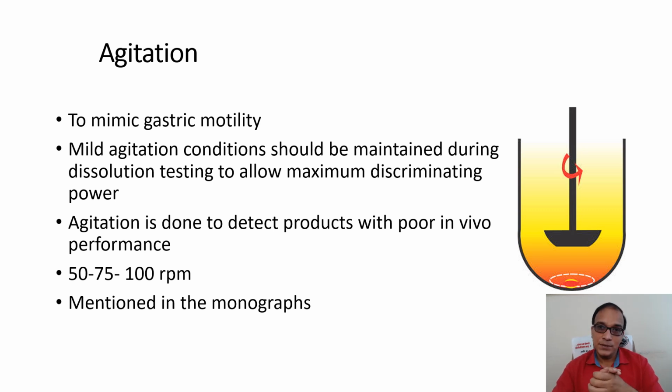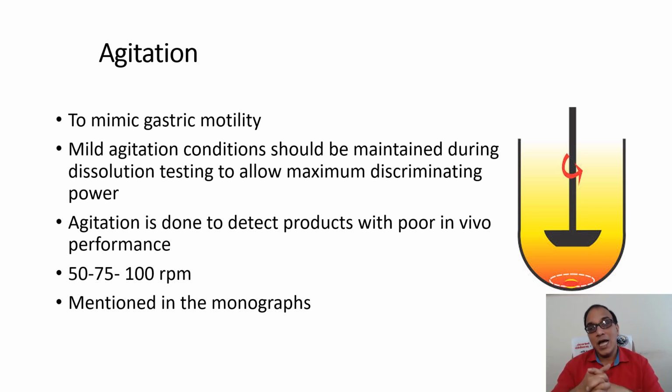Now agitation. Agitation actually mimics the gastric motility. Whenever we take a dosage form, gastric motility starts. So if we want to mimic the gastric motility, we will have to agitate the media. Mild agitation conditions should be maintained during the dissolution testing to allow the maximum discriminating power. So agitating conditions are of that capacity that they can discriminate between two dosage forms for their performance. Agitation is done to detect the products with poor in vivo performance.